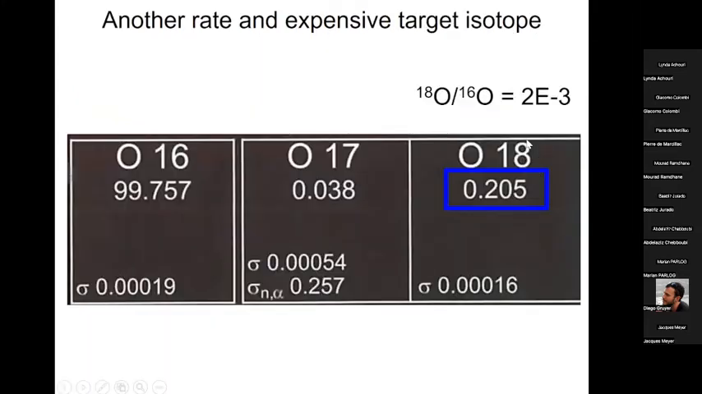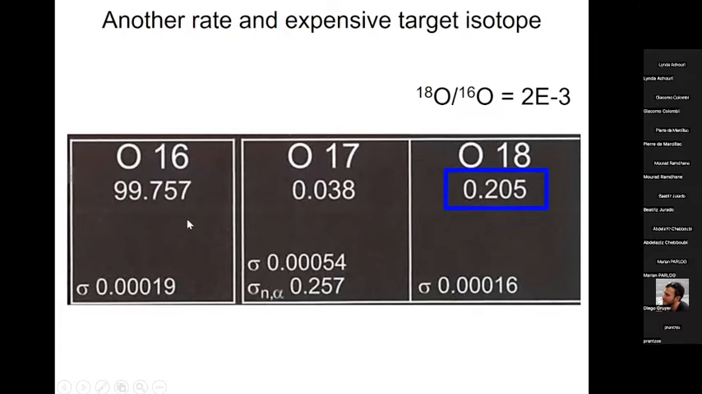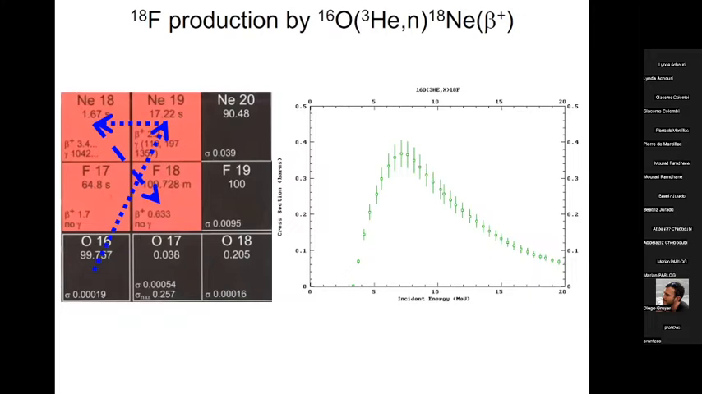Now again, it's a bit unfortunate, but the isotope of interest is not so super abundant compared to the dominant oxygen-16 one, only 2 per mil. So somebody could say, I will find a way out. I will use a different nuclear reaction where I can make use of this oxygen-16. So if I bombard this oxygen-16 with a helium-3, n reaction, I come to neon-18, which decays to fluorine-18, and I can produce fluorine-18.